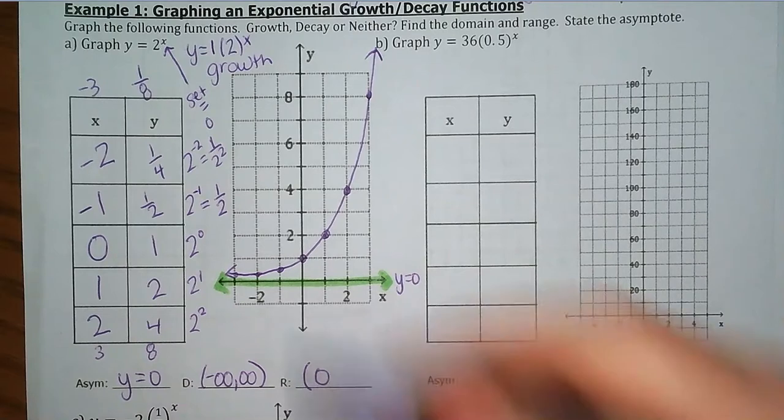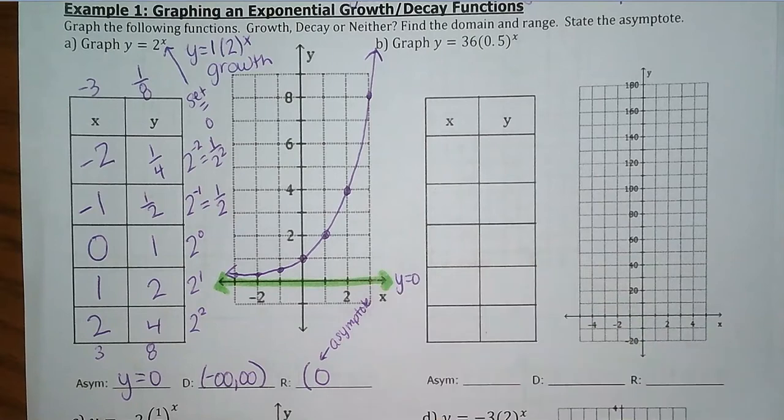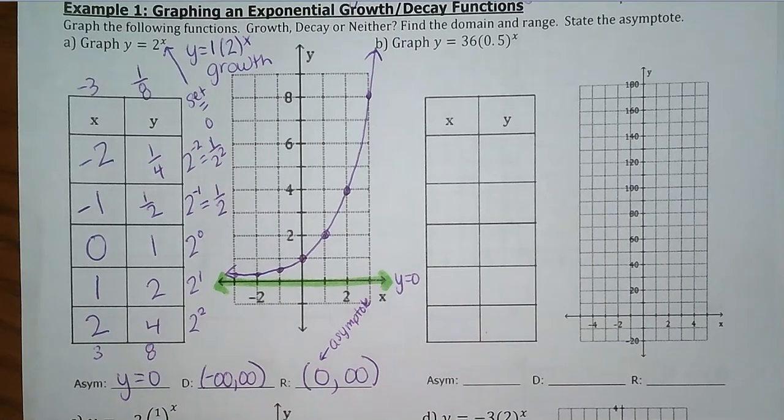So whatever your asymptote is, the asymptote right there is going to be involved in your range. So everything is above that asymptote, so the rest of the graph goes up forever, goes up to infinity. Okay, so this one is growth.